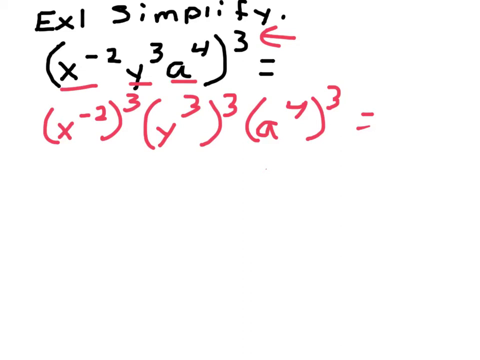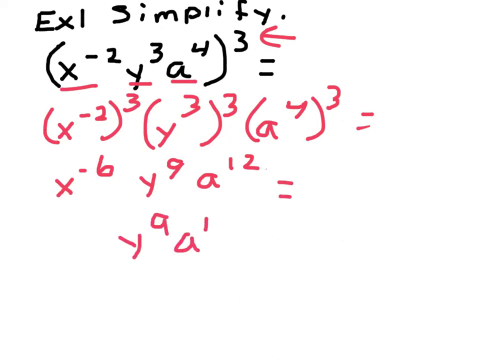Now, how do you take a power to an exponent? You multiply the exponents. So I have x to the negative 6, y to the 9th, and a to the 12th. Now, if they wanted you to write this with all positive exponents, I'd keep the y to the 9th in the top. I'd keep my a to the 12th in the top, but I'd drop the x to the negative 6 down, and it becomes x to the 6, and I've written it with all positive exponents.